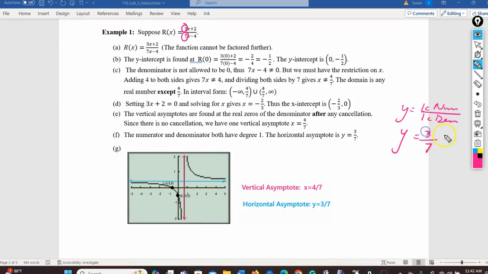So that is the equation. Remember, a horizontal line has an equation y equals. That is the equation of my horizontal asymptote. And so it's going to be the line that goes through 3/7 on the y-axis. Now, how do we draw a sketch of this? Well, you'd want to put it in your calculator.